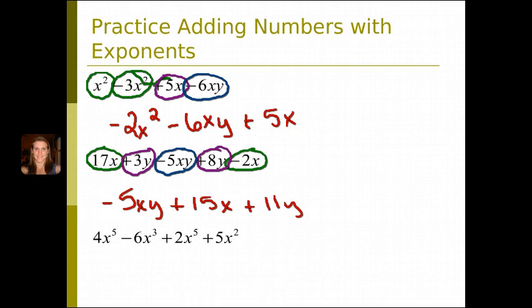And our final example, again, we're combining like terms, so 4x to the fifth combines with 2x to the fifth.